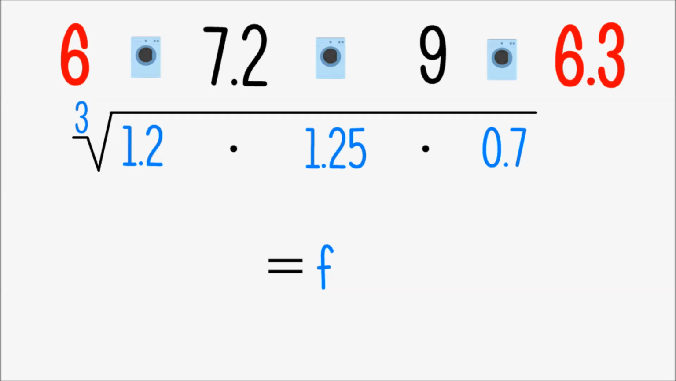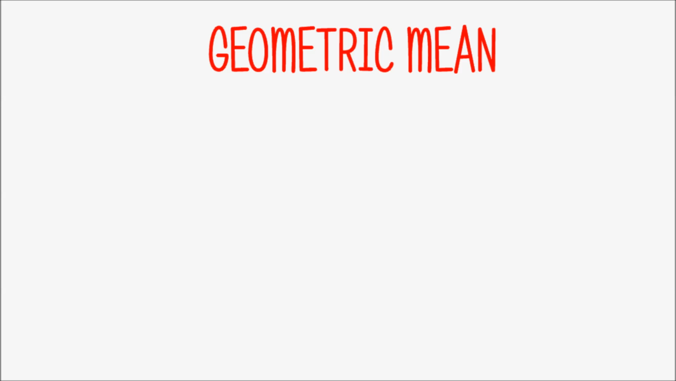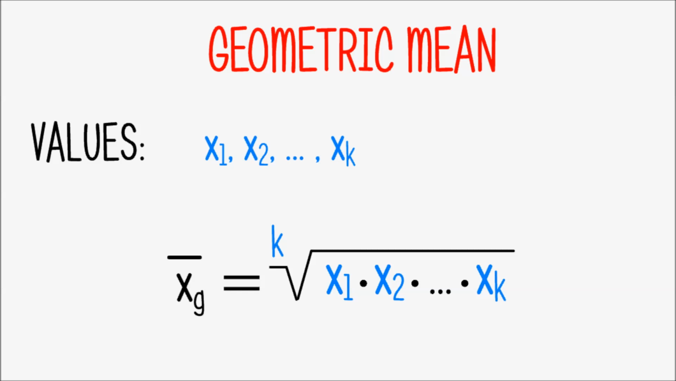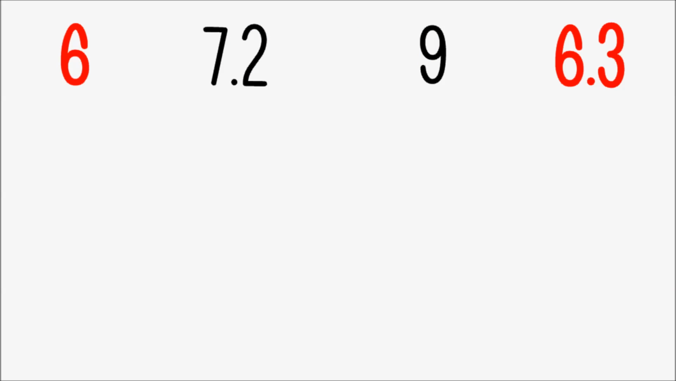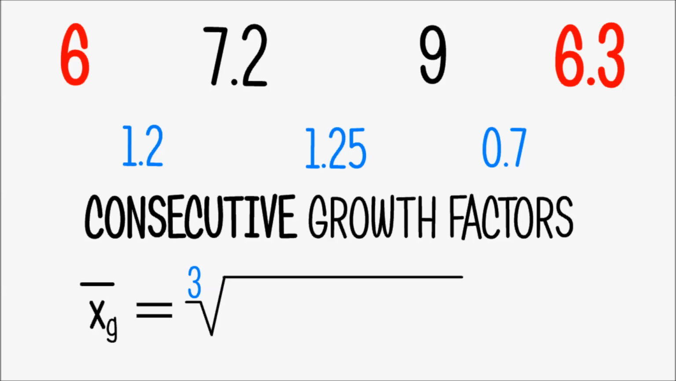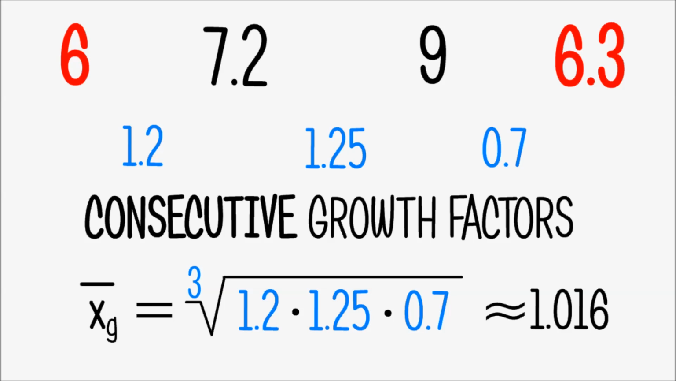The rule that we've developed here is called geometric mean. It has the symbol x bar g. The measured values we again call x1, x2 up to xk. In Kedwin's case, the measured values were the individual stretch factors, and the rule is extract the root of degree k, k is as usual the number of measured values, from the product of all individual values. Geometric mean we use whenever we want to calculate a mean of consecutive growth factors. Kedwin's average stretch factor is approximately 1.016.